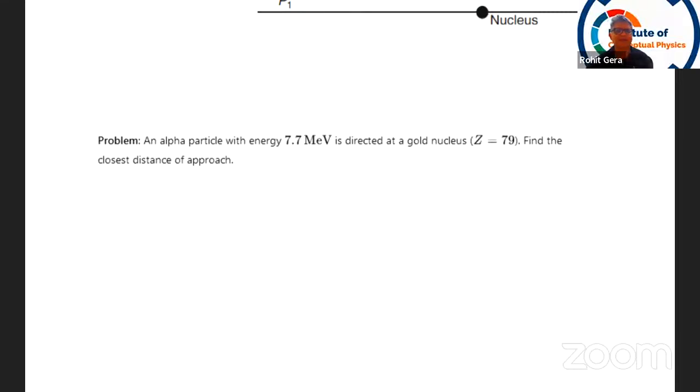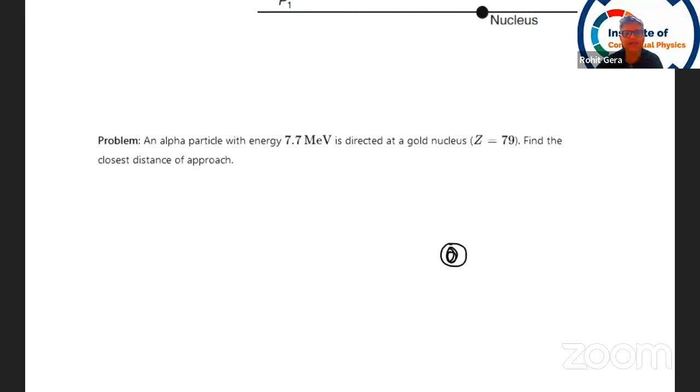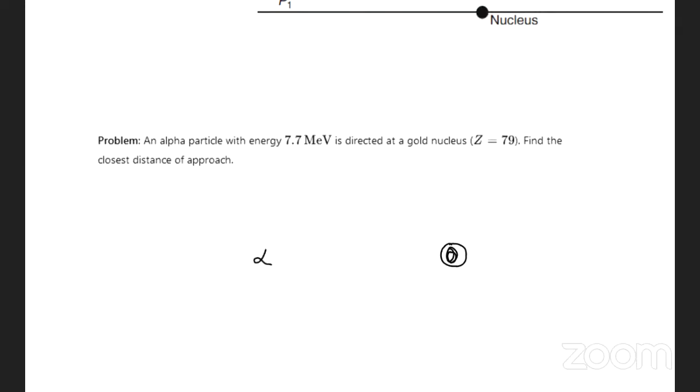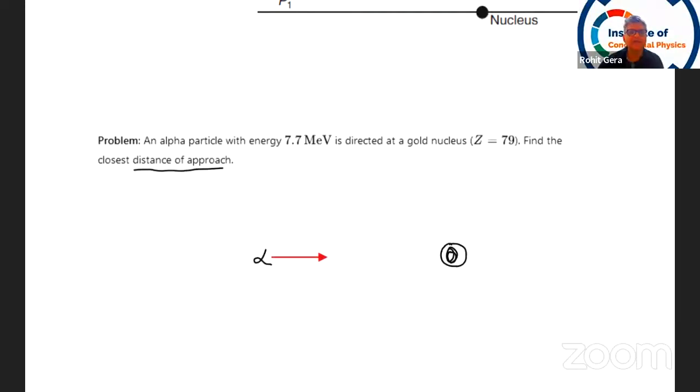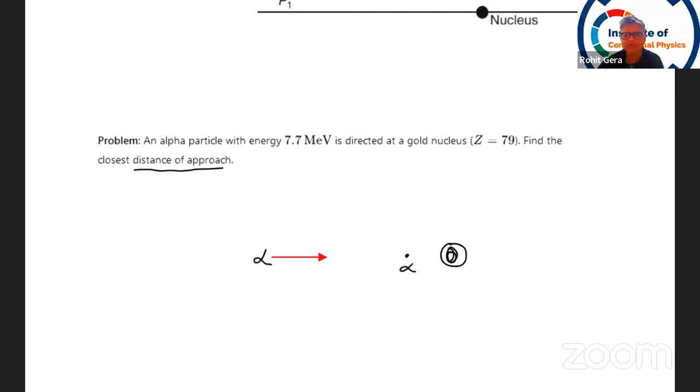So there is an alpha particle, it has some energy, obviously kinetic energy. This is your gold nucleus, and this is your alpha particle. Because it is the distance of closest approach, the assumption is the alpha particle is directed straight towards the nucleus. Finally, it comes and stops here. This distance is called the distance of closest approach.